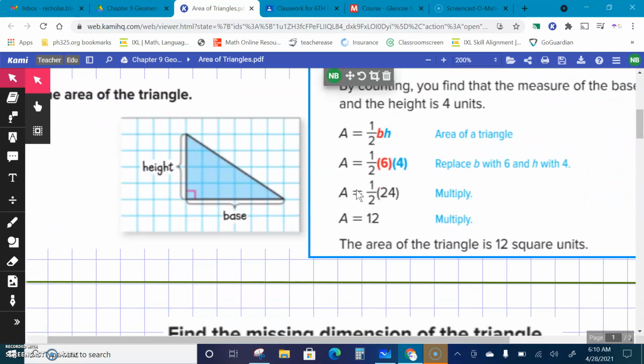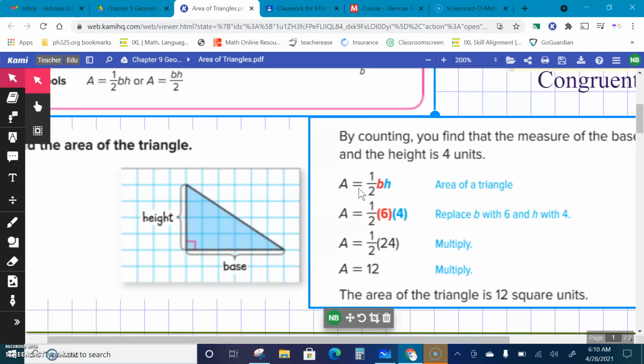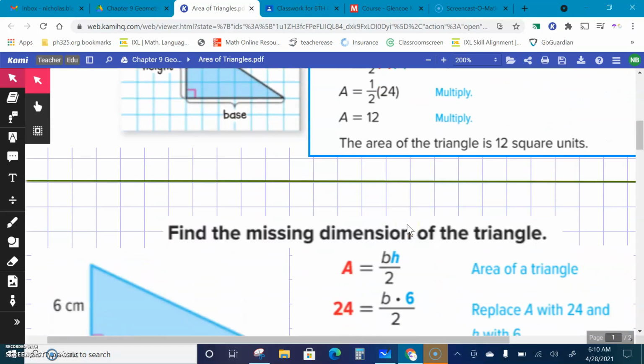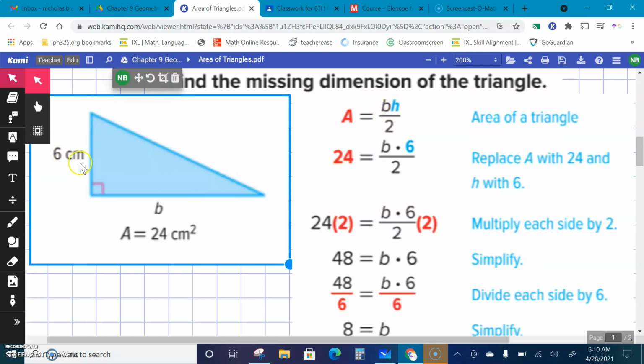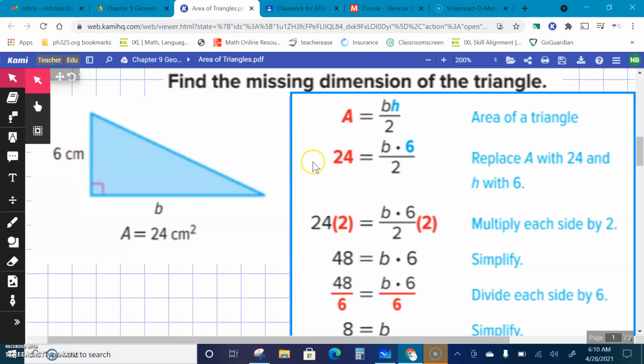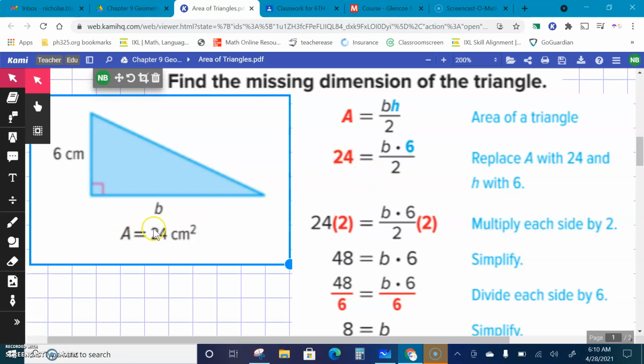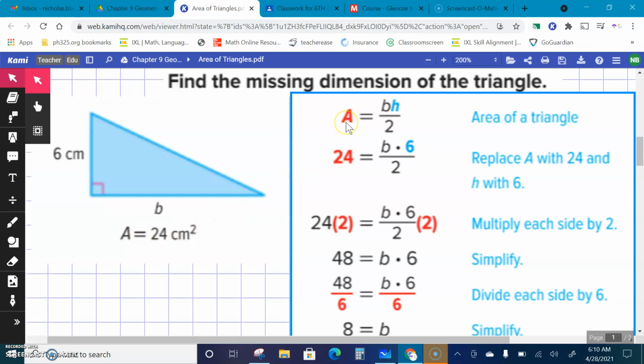Now, it's not always that simple, because here they gave you B and H, so you just had to multiply and divide by 2. Where it's going to get tough is when you have to find the missing dimension, the missing B or the H. If you look at this triangle right here, they gave you H, but they didn't give you B. So you had to do some algebra to get rid of some numbers. What they did first was give you the area this time, so we don't have to find capital A.